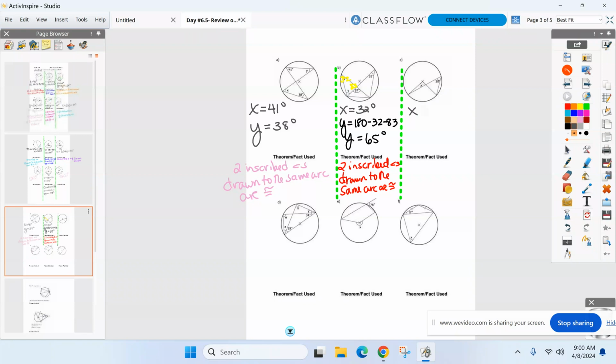So 30 inscribed. Hopefully we put a 60 here, because it's always half. You want me to find X, which is a central angle. So it's always equal to its arc, 60 degrees. Fact we use: central angle equal to its arc measure.